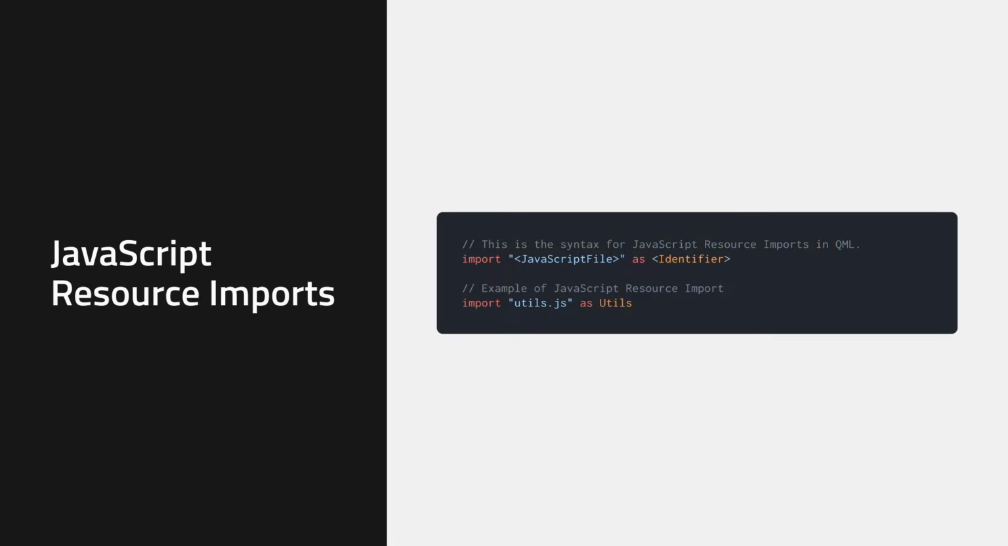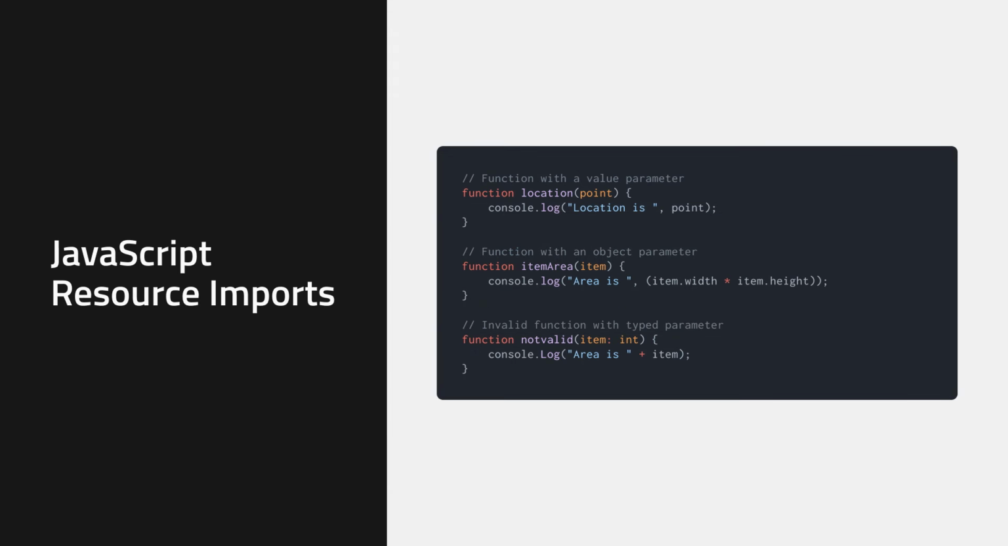We should note here that imported JavaScript resources are always qualified using the as keyword. The qualifier for JavaScript resources must start with an uppercase letter and must be unique, so there is always a one-to-one mapping between qualifiers and JavaScript files. Functions in JavaScript resources may take parameters whose types can be any QML value types or object types, as well as normal JavaScript types. They cannot have type annotations though.